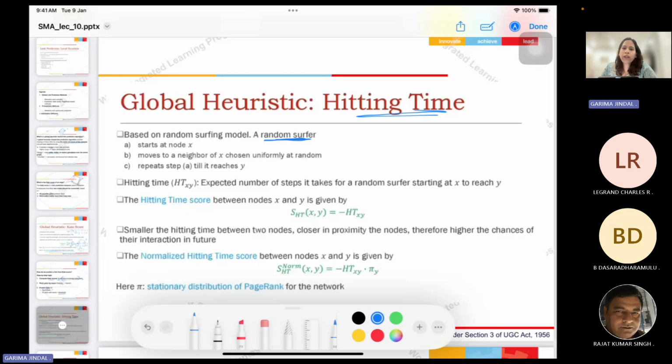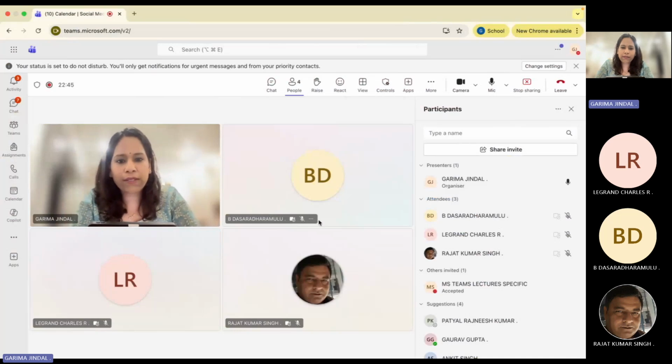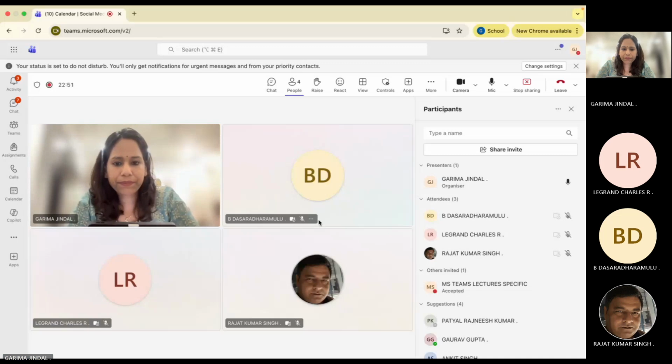Anyone remembers what is random walk? We have covered this before our midsem, while calculating the PageRank algorithm. Anyone remember what was a random walk? Class, please try to answer. It's okay if you're answering wrong, but please try to answer. What is a random walk in the network?